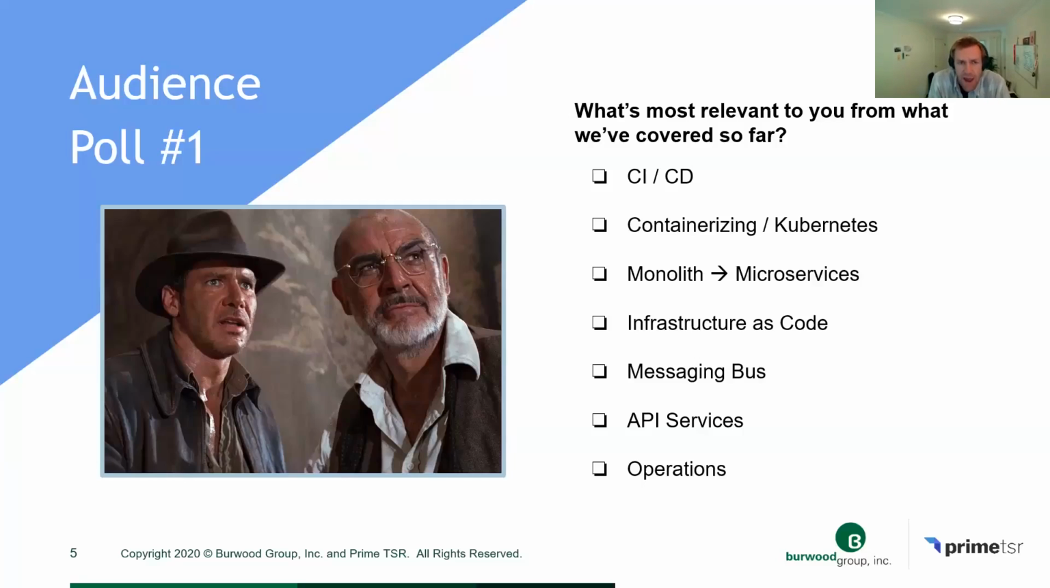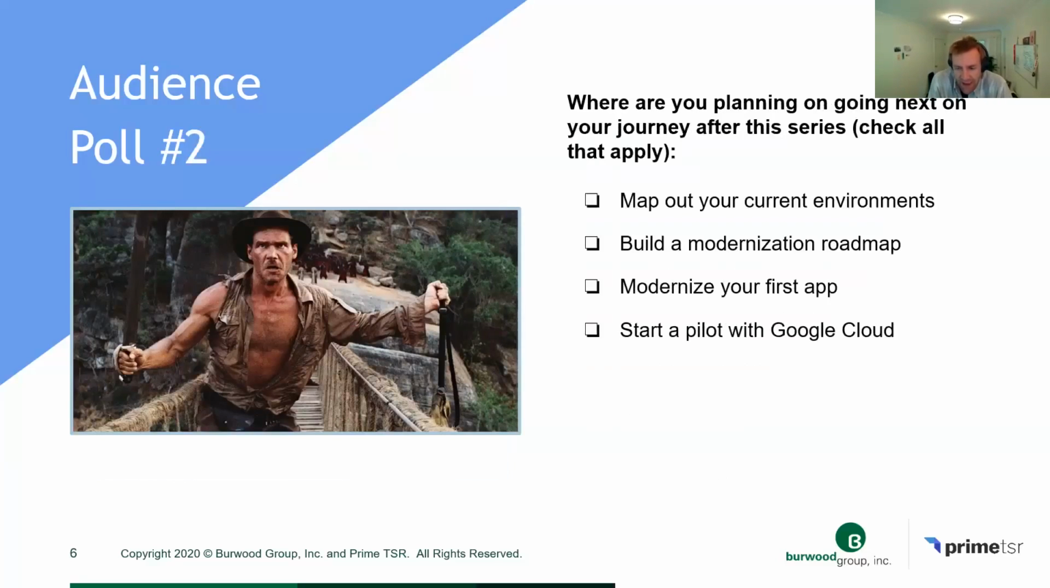And then the next one. So now that you've gone through this and hopefully learned at least a little bit along the way, where are you planning on going next on your journey? Do you plan on mapping out your current systems, so your current infrastructure and applications? Do you plan on building a modernization roadmap? Are you already getting started with modernizing your first apps? And hey, this is very much a Google-focused series as well. Would you look at starting a pilot with Google Cloud too? So check all that apply here.